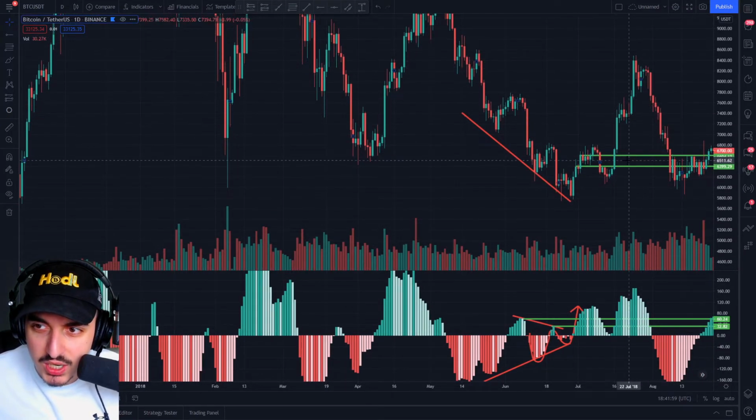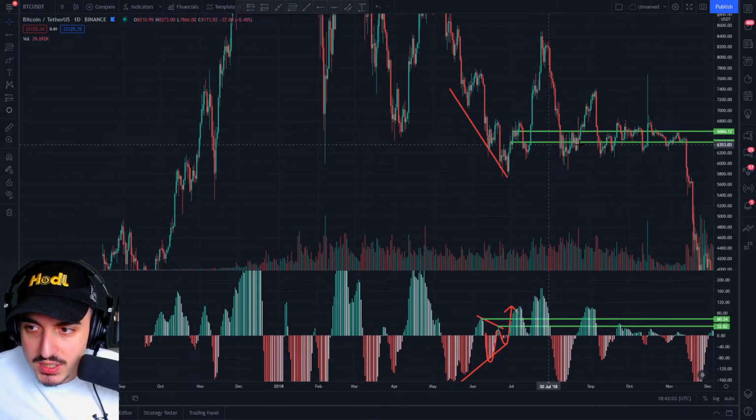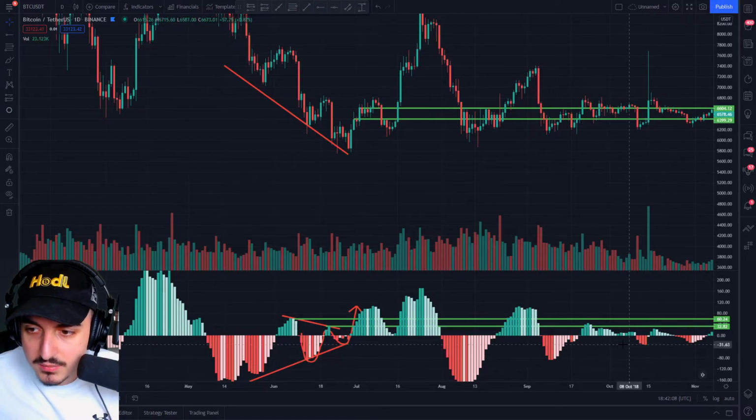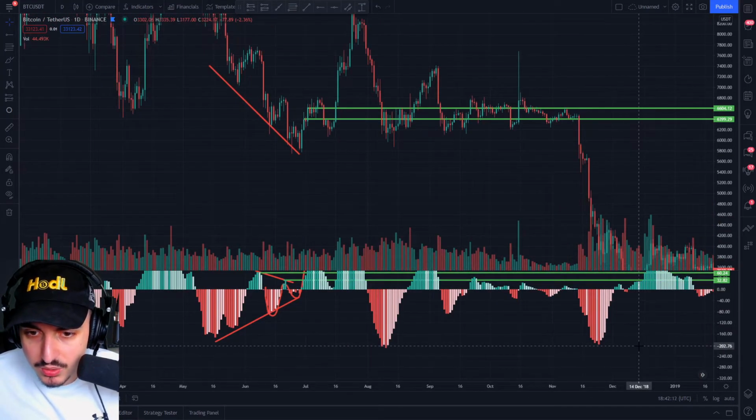I think this was the China move over here. And then we basically see this sideways and then we just went all the way down, right? So a lot of fake-outs again. Yeah, that's pretty much it. That's the way to use this indicator.